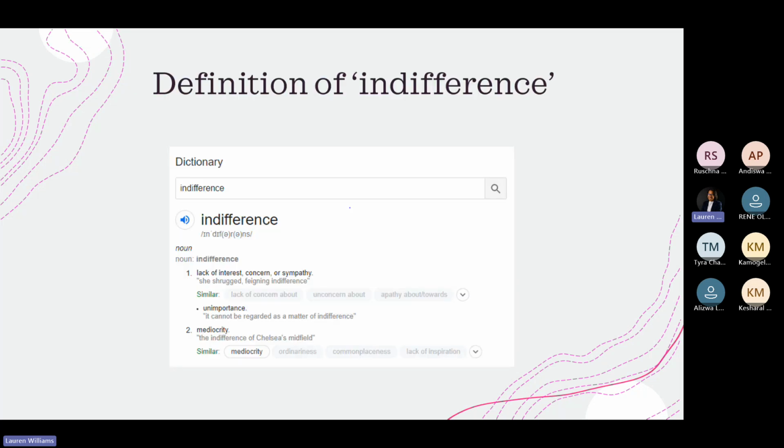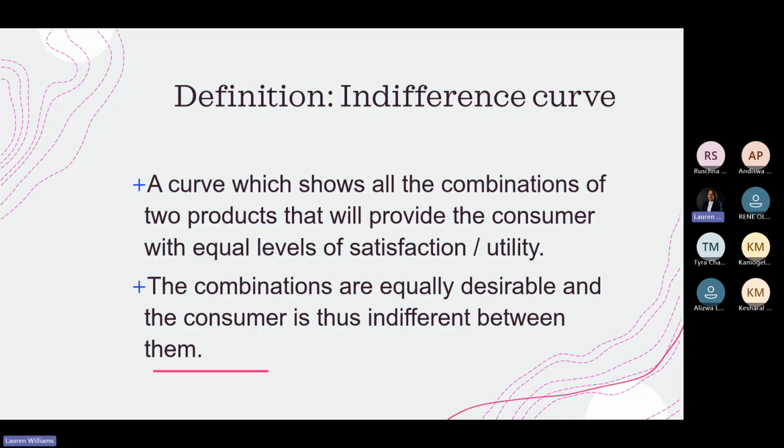Then we started off with indifference. This is just a quick recap to say that your indifference curve is a combination of two products, because as consumers, we're constantly making choices between two different products. If you are on the same indifference curve, you will have the same level of satisfaction. You have maximized your level of satisfaction, so you are satisfied regardless of where on that curve you are.